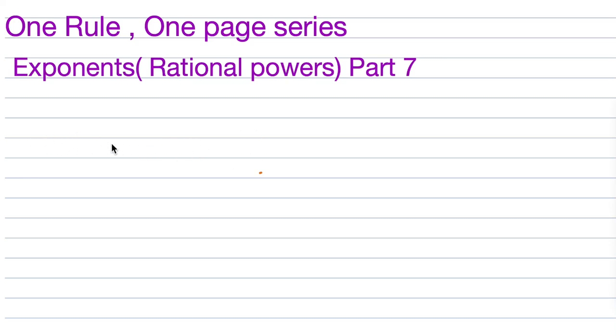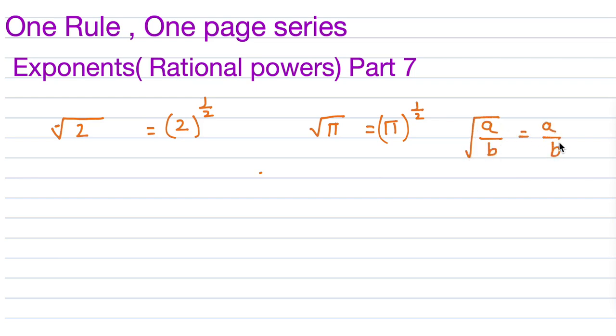So let's start with a square root sign. Suppose I have a square root sign and some number inside it, let's say 2. When nothing is written in the V sign, that means the power is 1 by 2. Or say it's written square root of pi, so it is pi to the power 1 over 2. Or let's say it's written a by b under the square root, so it is a by b raised to the power 1 by 2. So the square root sign means second power.